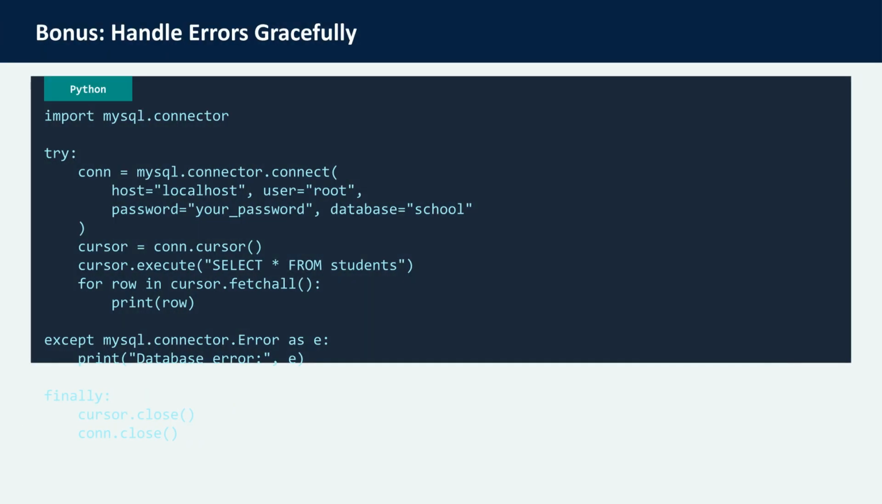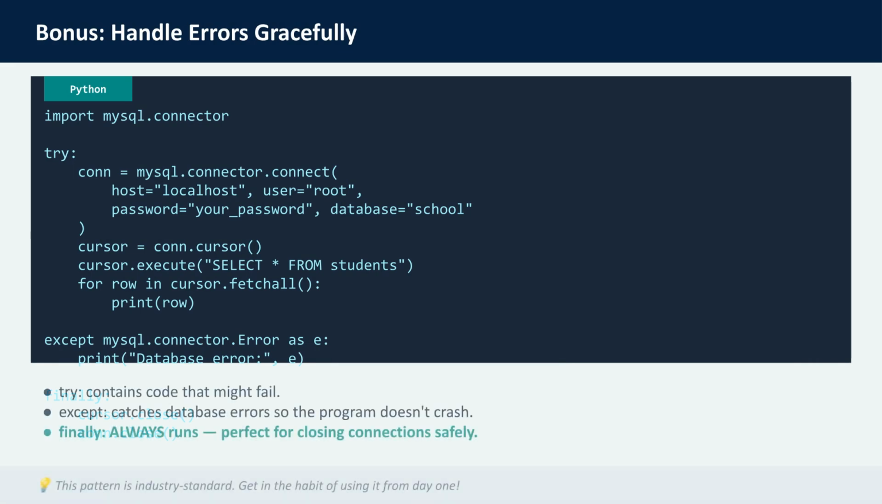This example handles errors gracefully using a try, except, and finally block. The code that might fail goes in try, errors are caught in except. Crucially, finally always runs, making it perfect for safely closing connections.